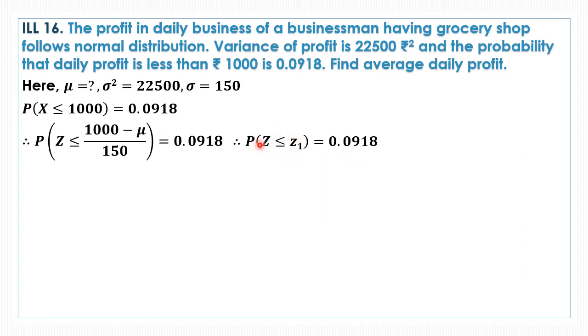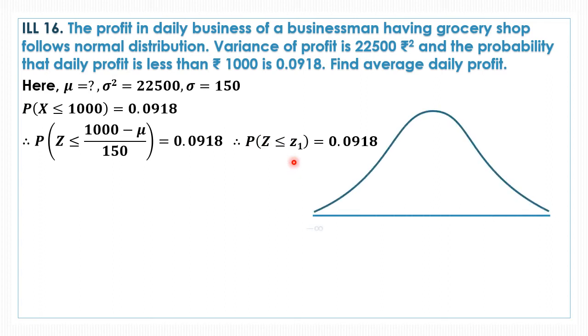Now this time it is a less-than value. Because this is a less-than value, we start with our negative infinity corner. So first we will draw the curve. Now because we are starting with the negative infinity corner and the probability is very small, I am only going to highlight this much portion of the curve.